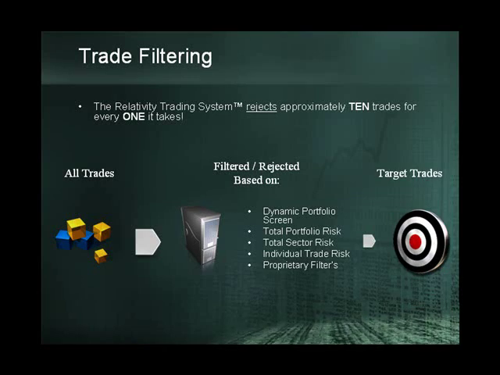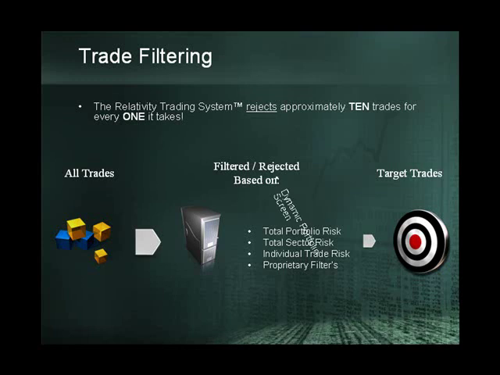However, keep in mind, the Relativity Trading System rejects approximately 10 trades for every 1 trade that it accepts. And the basis by which trades are filtered or rejected fall into a number of different categories. Most of them are based on some level of risk management or risk control. The exception would be the first one, which goes back to dynamic portfolio selection. If the market chosen for a trade does not fall within the dynamic portfolio, that trade is simply rejected immediately.